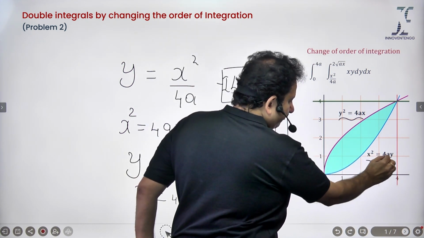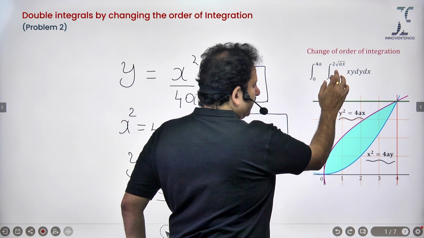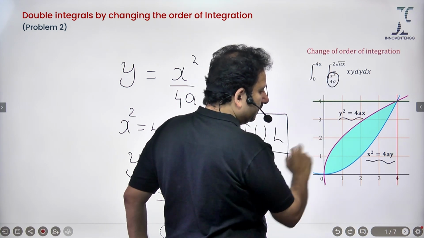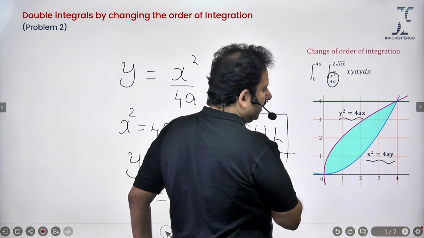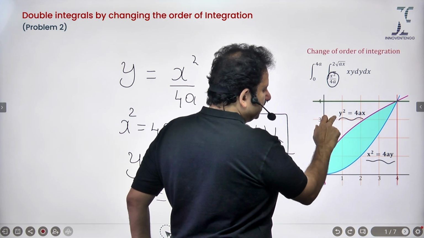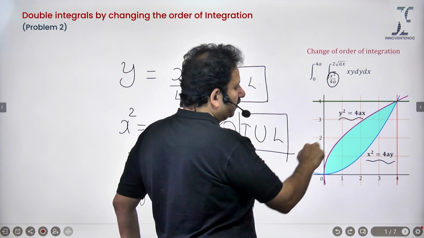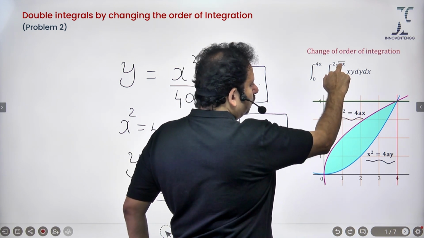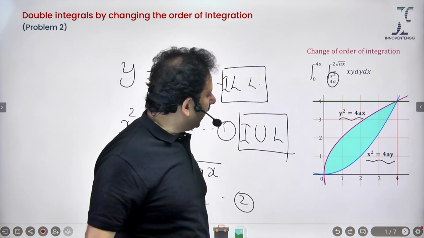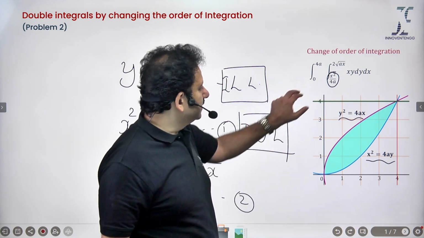So y is equal to x square by 4a. So that forms my lower limit. And what about the uppermost boundary definition? y square is equal to 4ax. So if I want y, I will have to take square root, which is 2 root ax. And what about the 0, 4a?